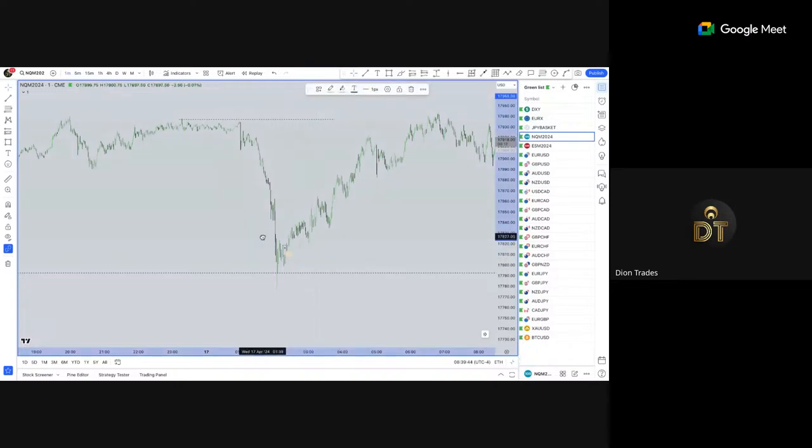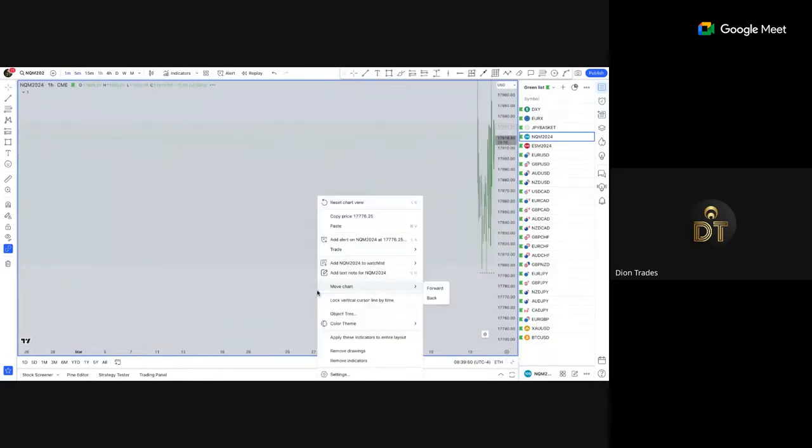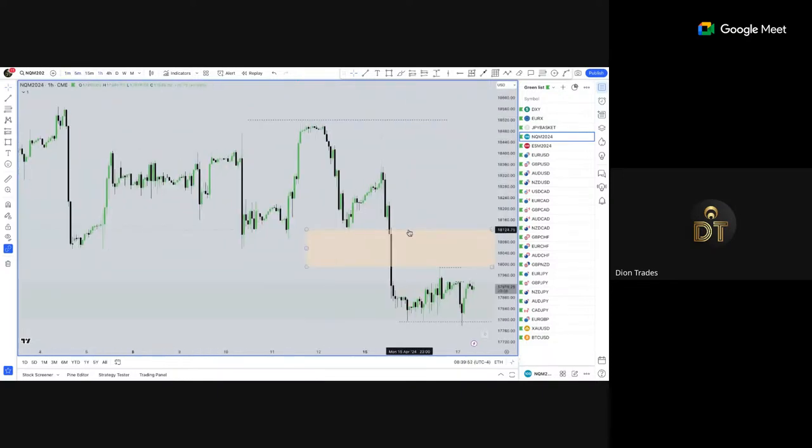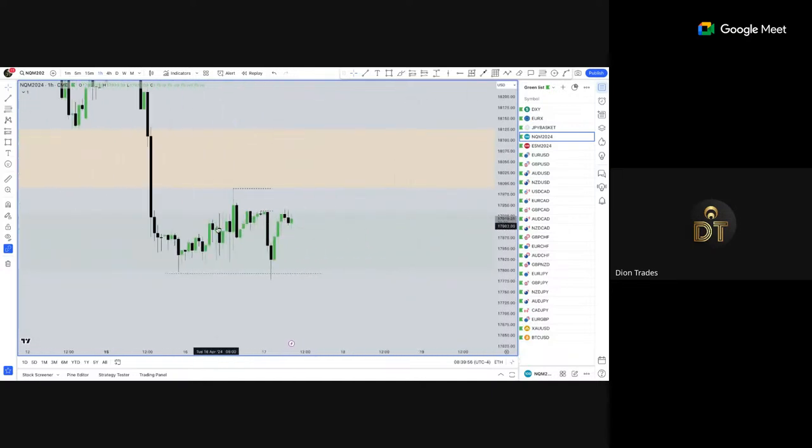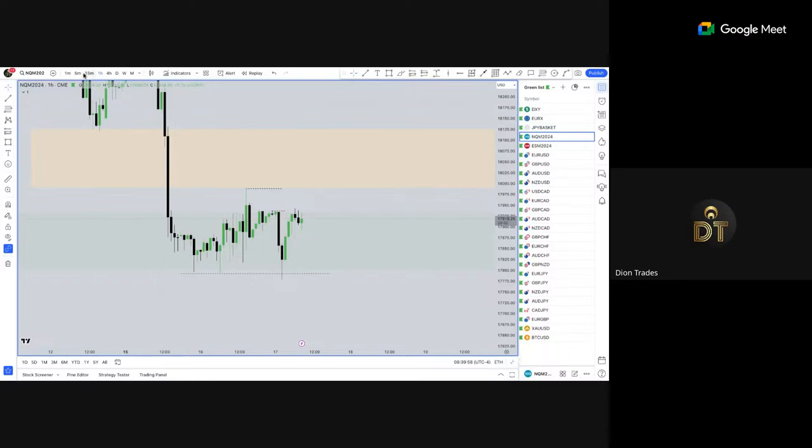So focus on the school setup. Again, it's here every day. Just look for the pair that does it. And we are approaching 9 a.m. So for now, I'm kind of flat. Look at what price did right here, not much.